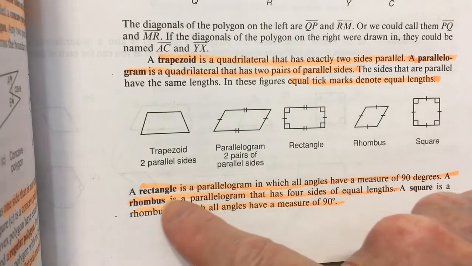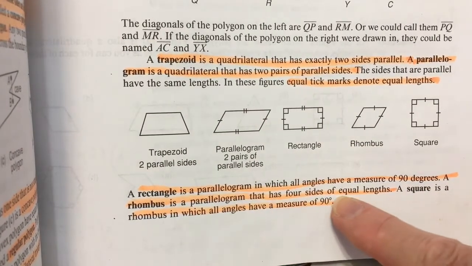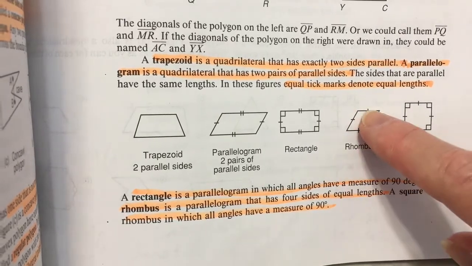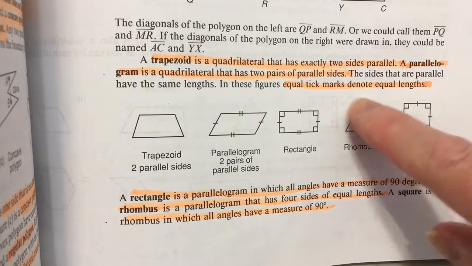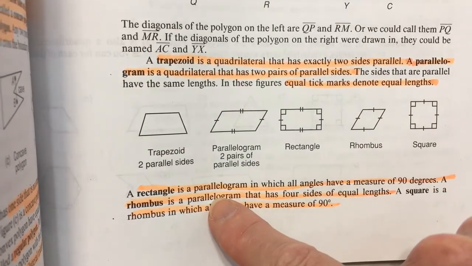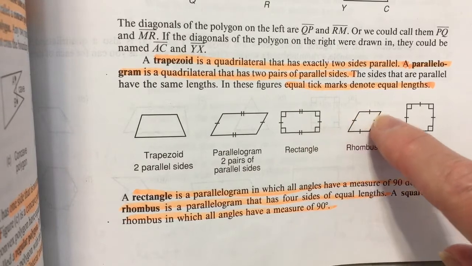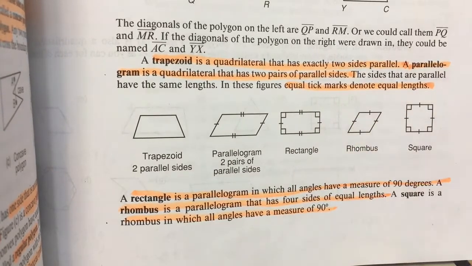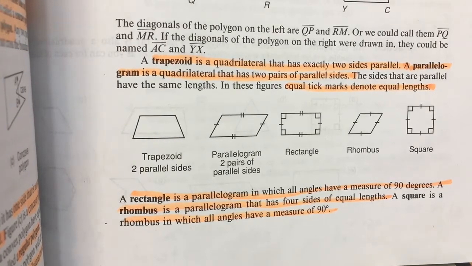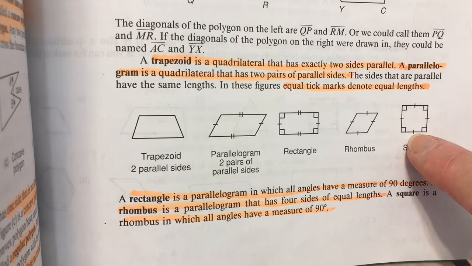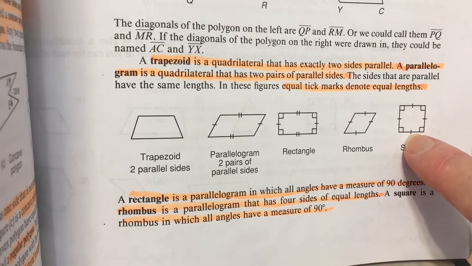A rhombus is a parallelogram that has four sides of equal length. So this is a rhombus. It has hack, hack, hack, hack. All four sides are the same length. And it is a parallelogram, meaning that these two sides have the same slant and these two sides have the same slant. A square is a rhombus in which all angles have a measure of 90 degrees.